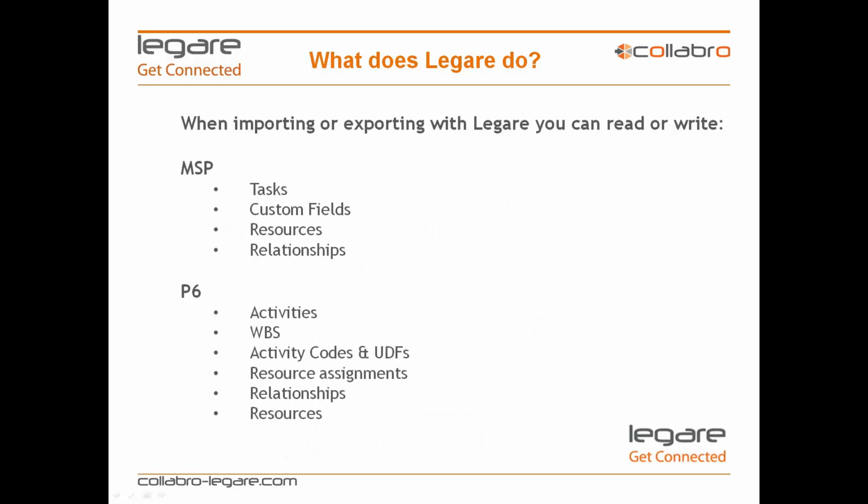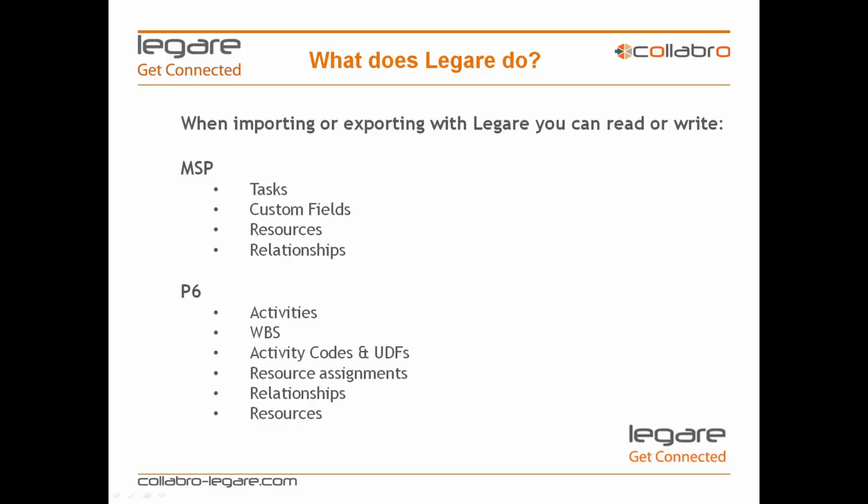This slide just shows you the kinds of data you can read and write from both systems. On the MSP side, we're letting you access tasks, custom fields, resources and relationships, and on the P6 side we're letting you access activities, WBS, activity codes and UDFs, resource assignments, relationships and resources. Each of these can be mapped to each other in any way you like to fit your requirements.